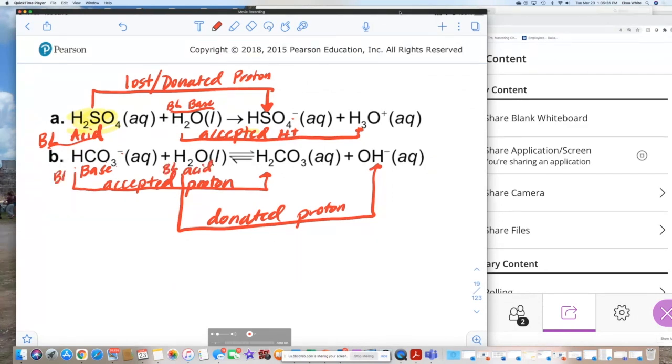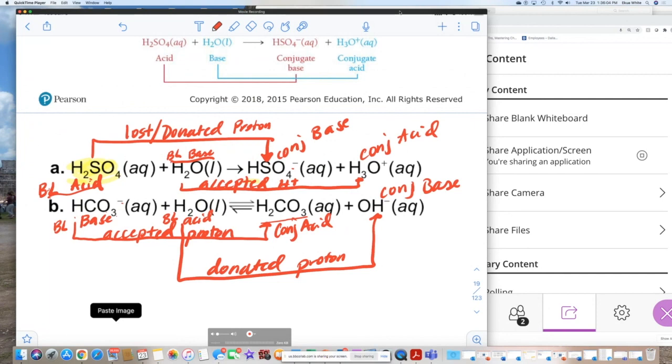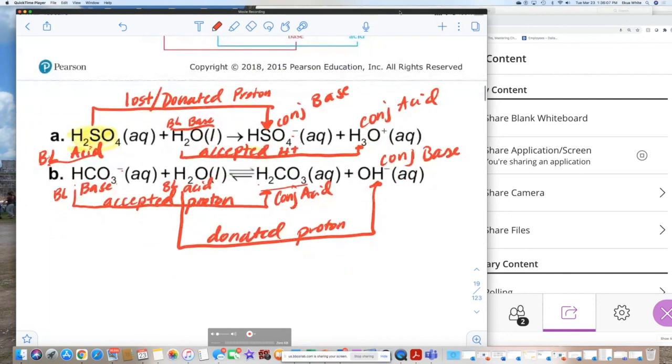B-L acid, B-L base. Oh, they also want us to label the conjugate, right? If it starts off as a B-L acid, it ends up being a conjugate base. And this one here ends up being a conjugate acid, right? So this one here, instead of a base, it becomes a conjugate acid. And then this one here, a conjugate base. Shouldn't that be H2CO3 with a 2 negative? This one here, H2C, yes. It accepted the proton, right?